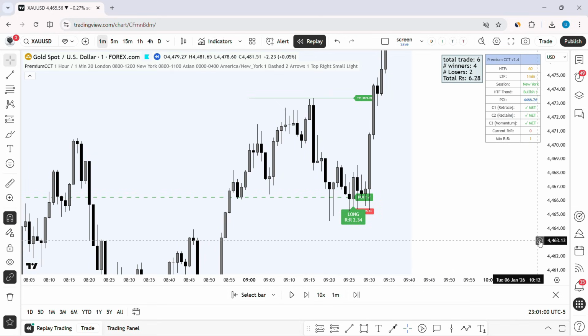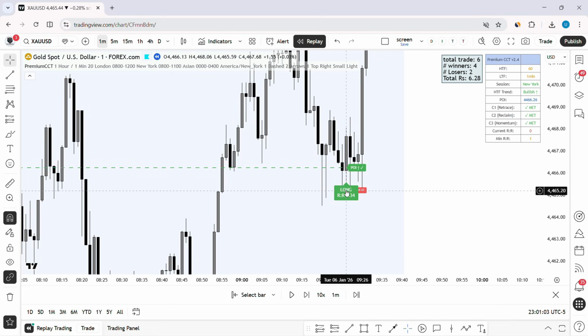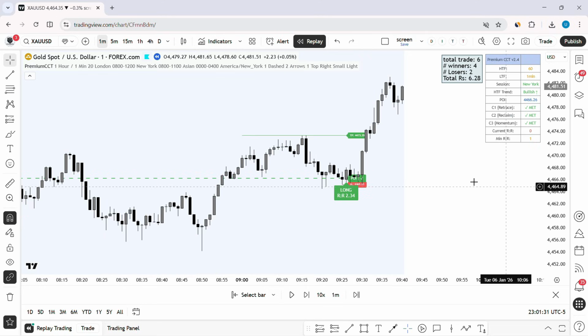If you want to look closely, we can see that the low of this candle is 4465.23, and then the market made a retracement to this. So this low is 4465.23 and this is 4465.41. So this is above the SL, and then again this is also above our SL. So this trade has resulted in profit.